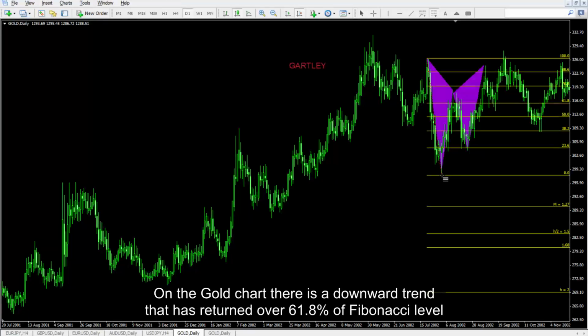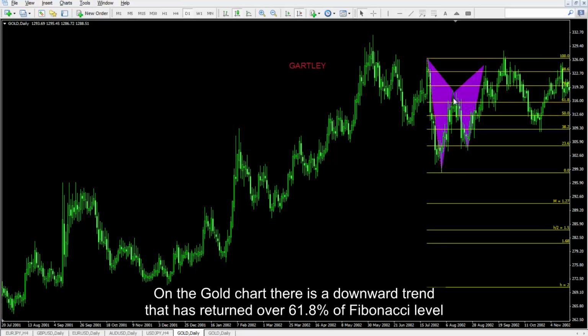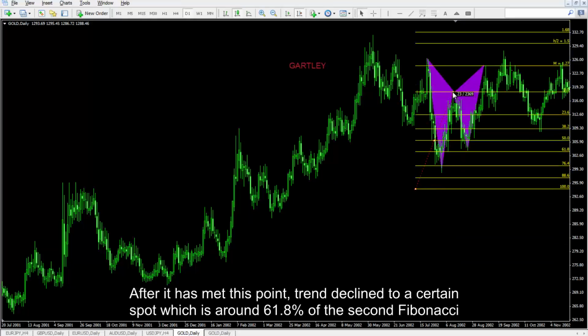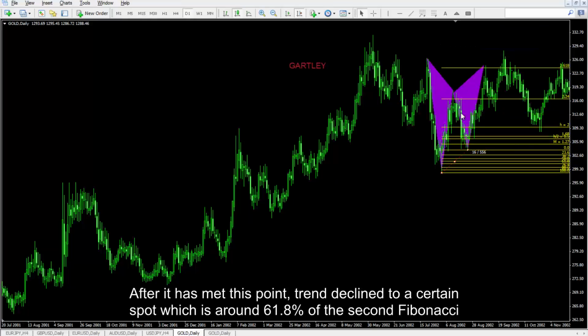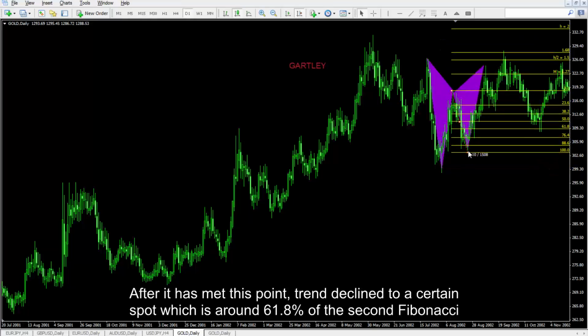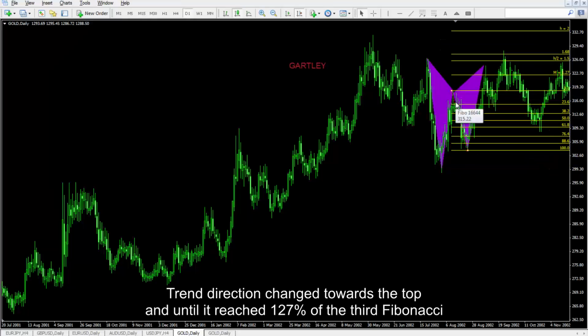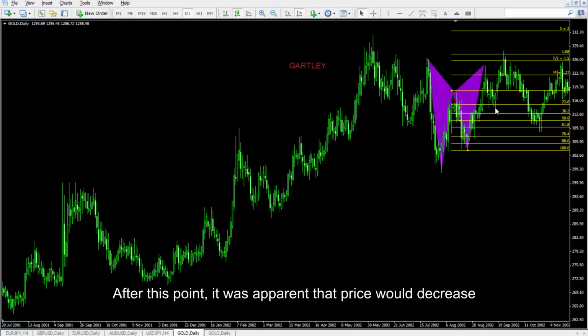On the gold chart, there is a downward trend that has returned over 61.8% of the Fibonacci level. After it has met this point, the trend declined to a certain spot which is around 61.8% of the second Fibonacci. The trend direction changed towards the top until it reached 127% of the third Fibonacci. After this point, it was apparent that the price would decrease.